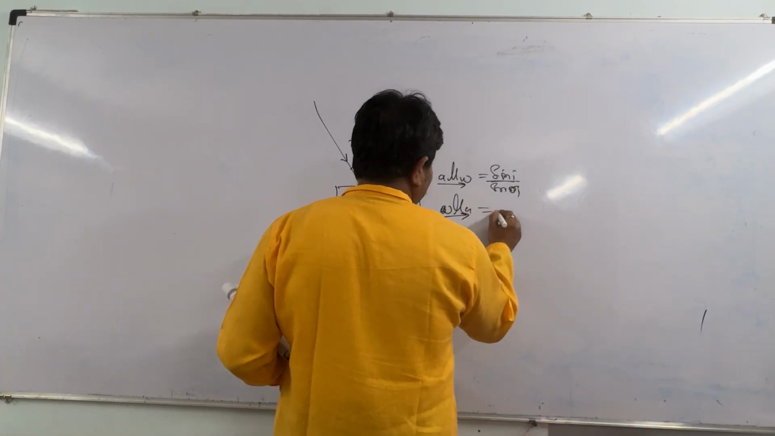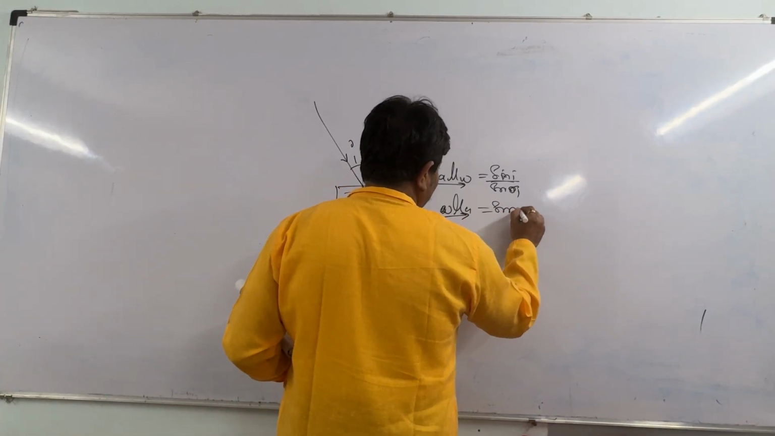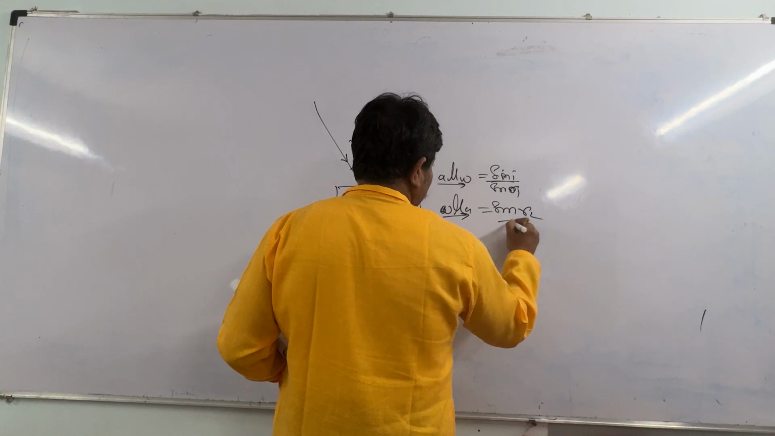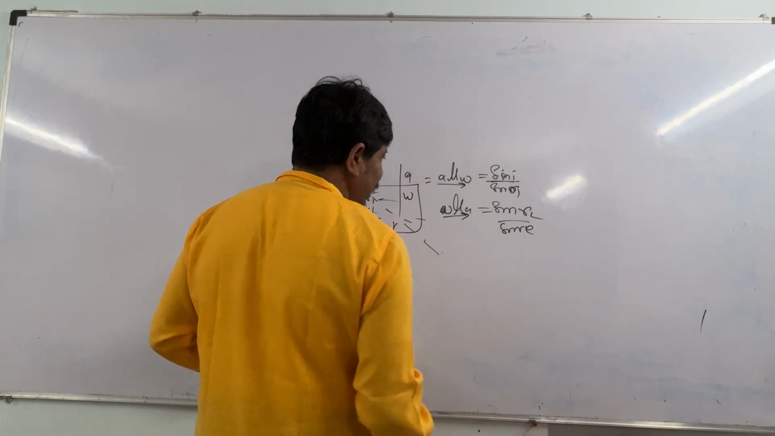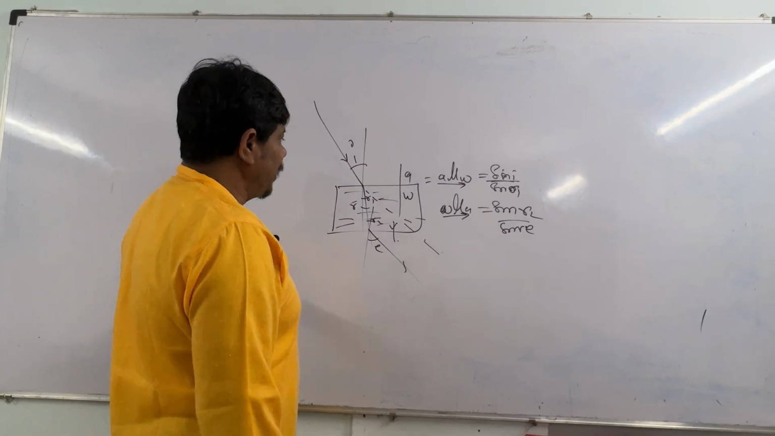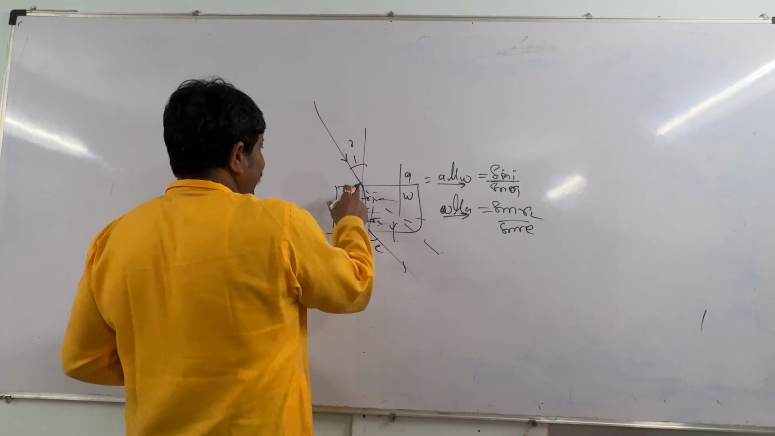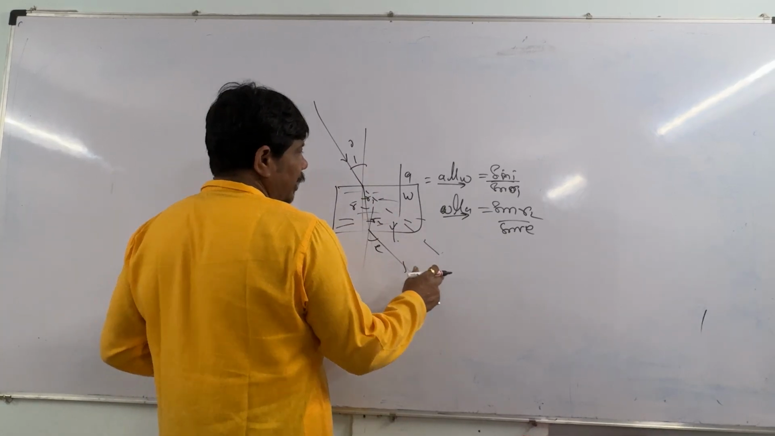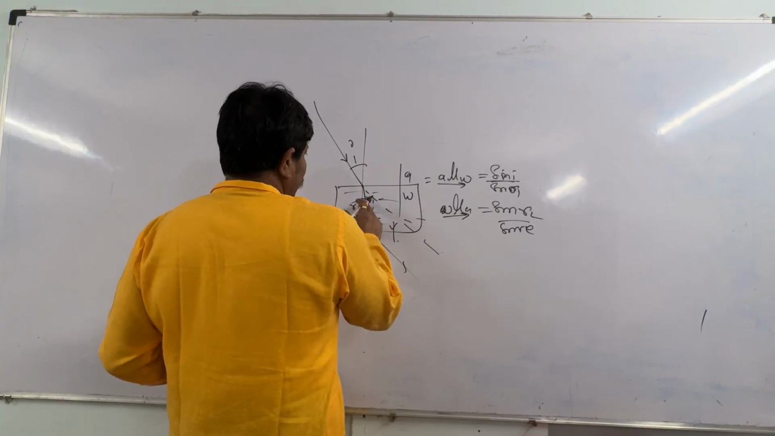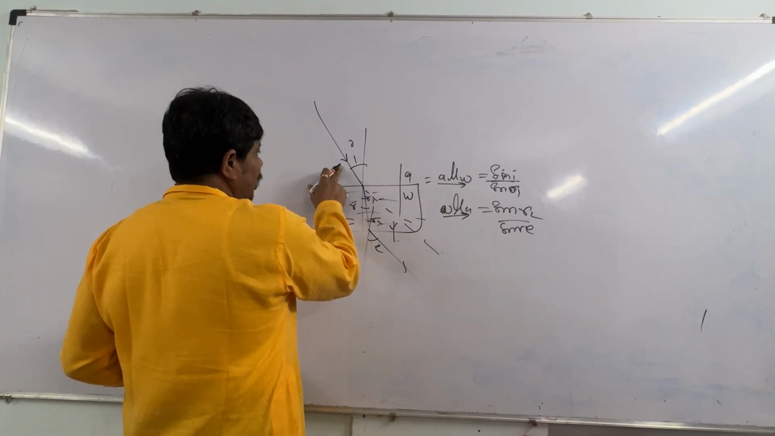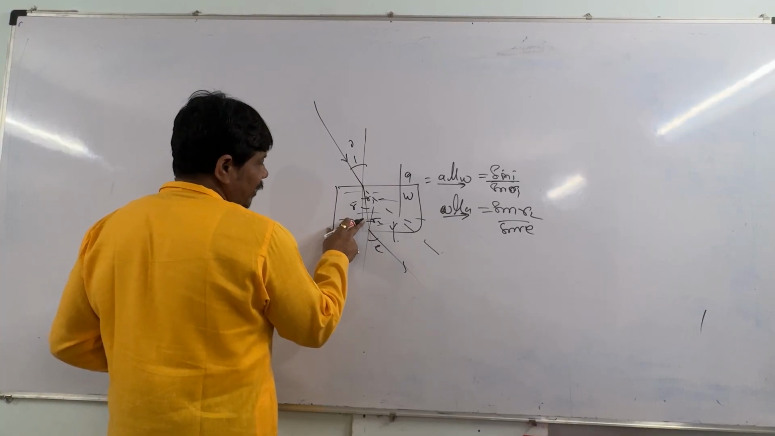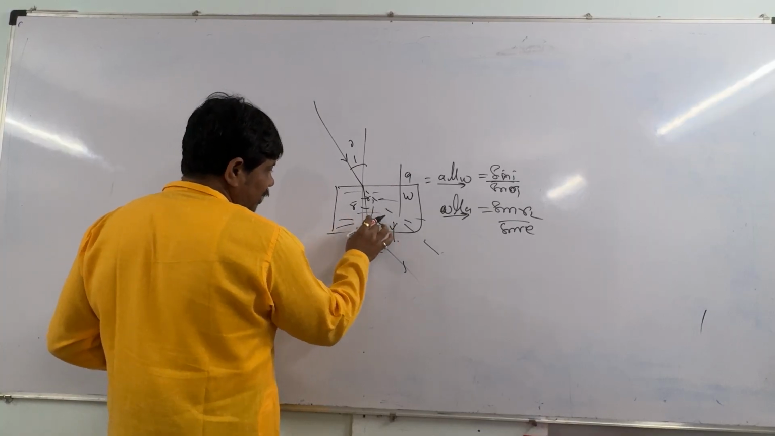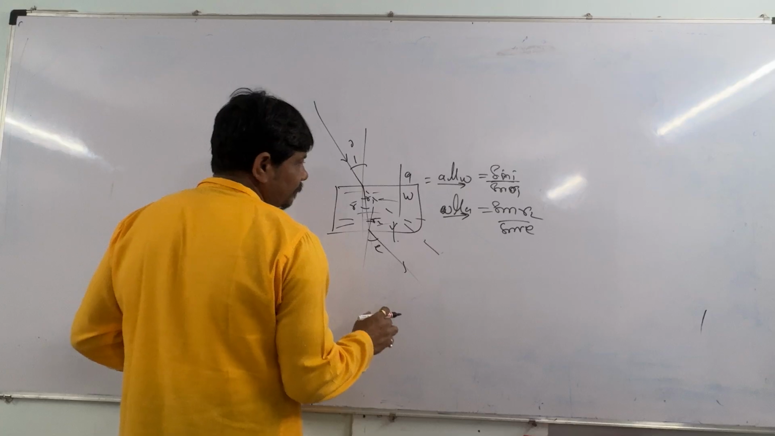This would be sine of angle R2 upon sine of angle E. Now here light travels from air to water. So this will be the refracted angle, this is the incident angle, this is the emergent angle, and this is the refracted angle. But for this it is an incident angle.